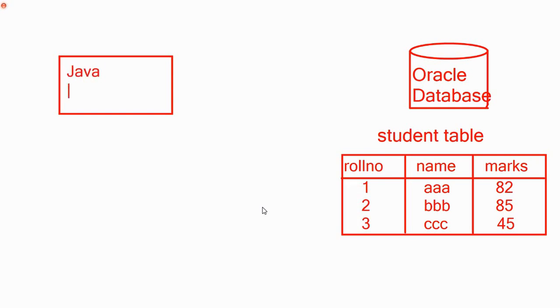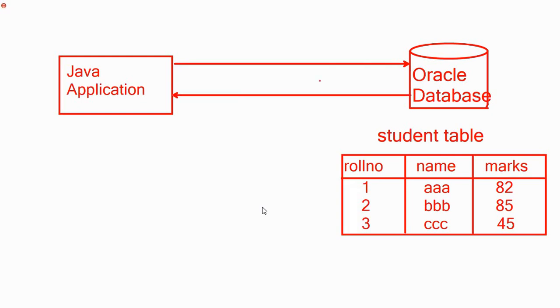From the Java application, I'll send an SQL query. Now for this one, execute update or execute query? Execute query. SQL request, SQL response. From the Java application, I'll send one SQL query: select star from student.